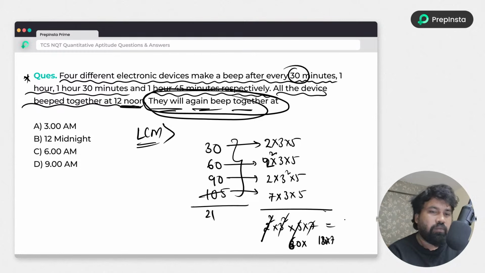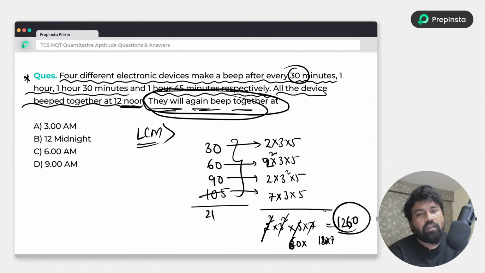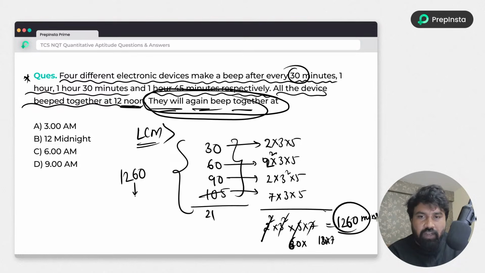So the answer will be 1260. So 12 and 60, which is nothing but 1260, is the total number of minutes. So the LCM of these numbers is 1260, and convert it into hours. So divide by 60. 0, 0 cancel, 6 will cancel this 2 times and 1 time.